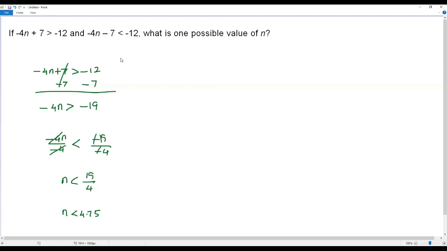Okay, now let me solve the second inequality, that is negative 4n minus 7 less than negative 12. So the same thing, I have to isolate n on the left side. For that, I have to add 7 to both sides. When I add 7 to both sides, negative 7 and positive 7 will cancel out. Negative 4n less than. So when I combine negative 12 plus 7, I'm getting negative 5.